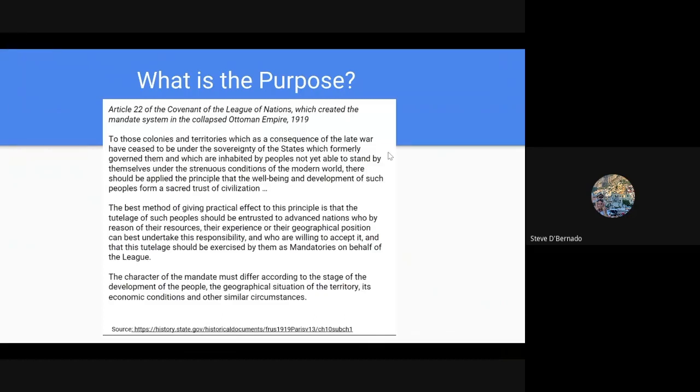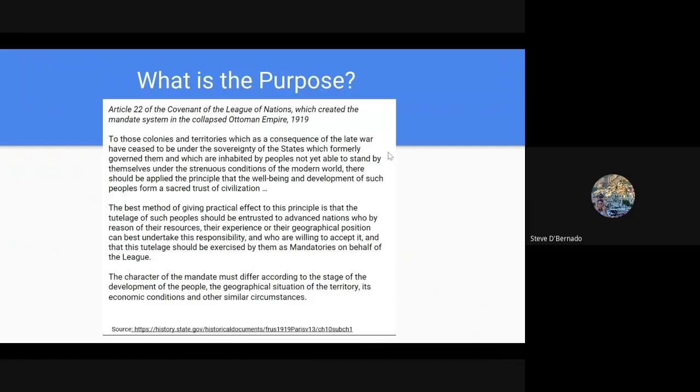Article 22 of the Covenant of the League of Nations, which created the mandate system in the collapsed Ottoman Empire. Okay, so this is a European political system that was constructed post-World War I in order to deal with the collapsed Ottoman Empire and what to do with those geographic pieces of land, who gets control and influence.